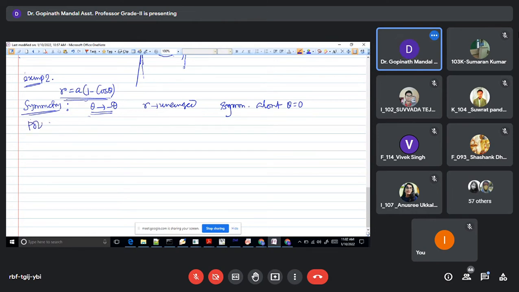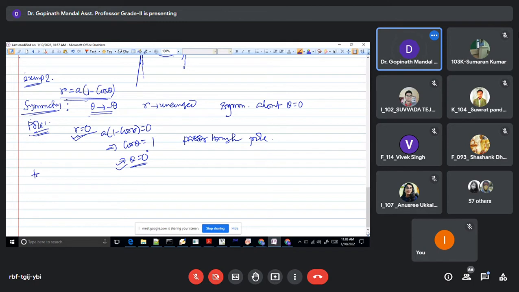Second is poles. Put r equal to 0, then a into 1 minus cos theta equal to 0. That means cos theta equal to 1. So theta equal to 0 degree. So we can find at least one theta such that r may be equal to 0. So the curve passes through the pole.